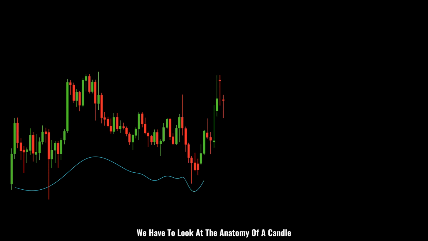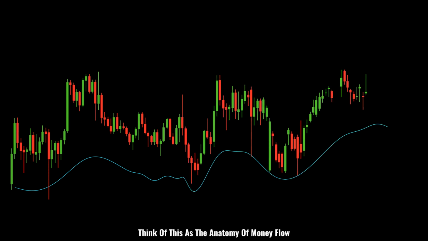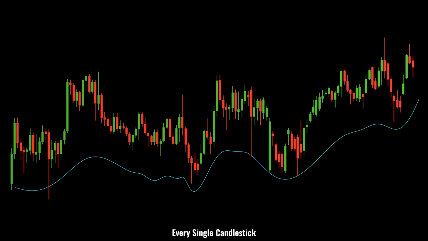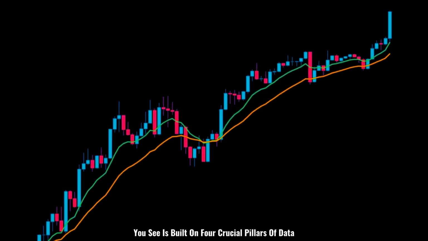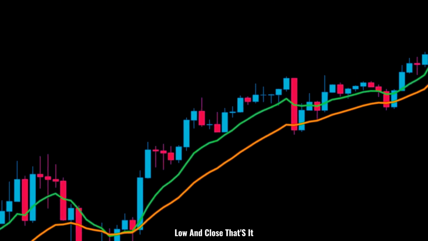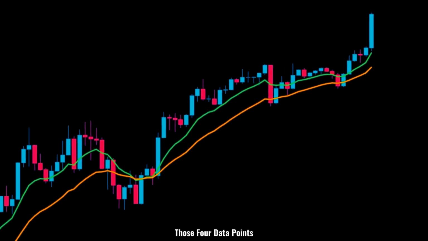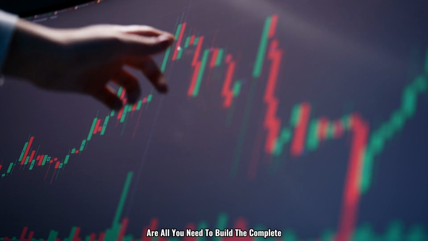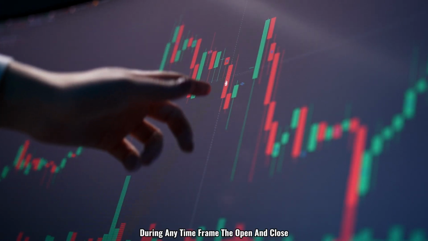And to understand that heartbeat, we have to look at the anatomy of a candle. Think of this as the anatomy of money flow. Every single candlestick you see is built on 4 crucial pillars of data. We call this OHLC: open, high, low, and close. That's it. Those 4 data points are all you need to build the complete story of what happened to the price during any time frame.